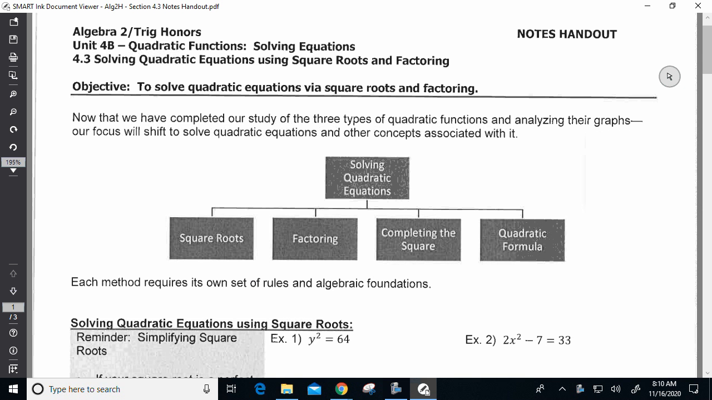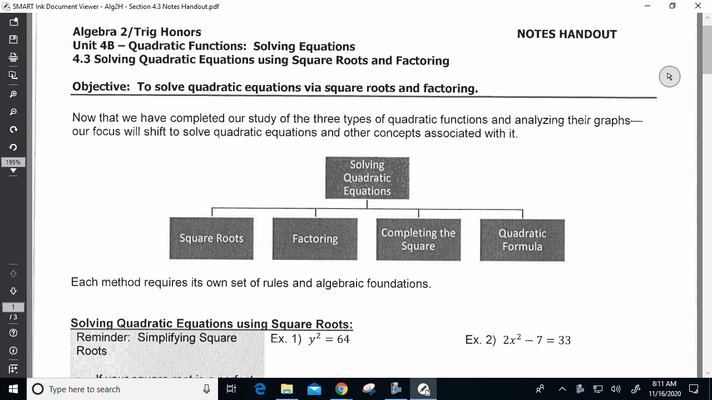So the first half of this unit focused primarily on identifying the three types of a quadratic function: standard form, vertex form, intercept form, and then looking at how to graph it, how to analyze the graphs, how to interpret their graphs.